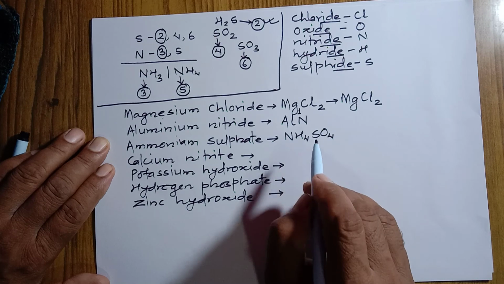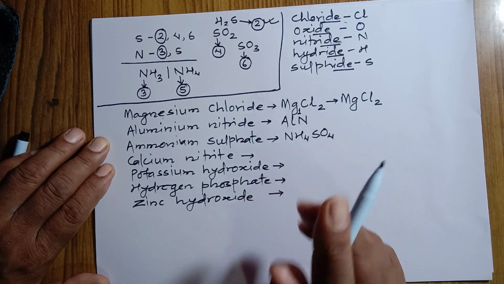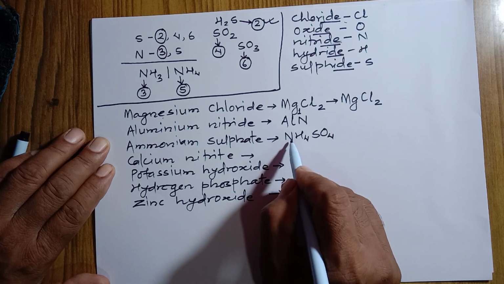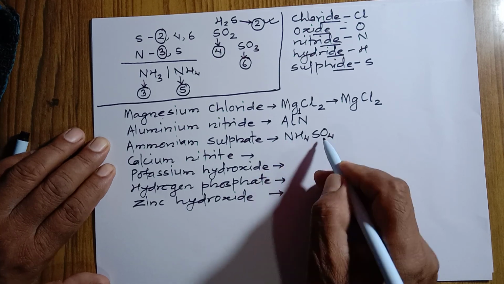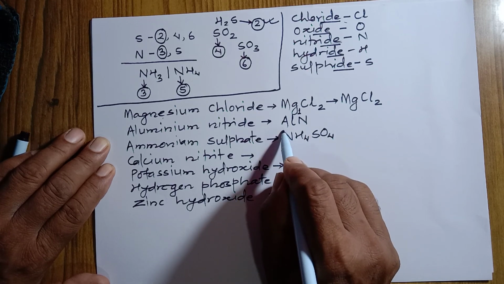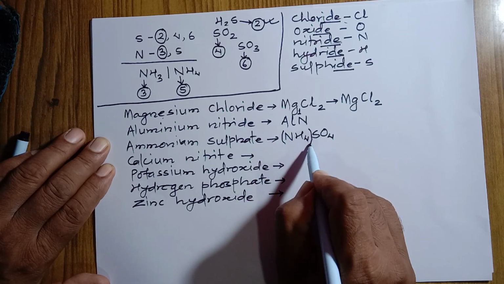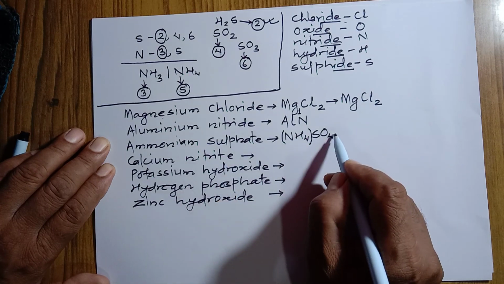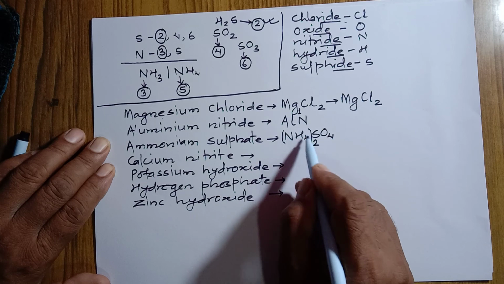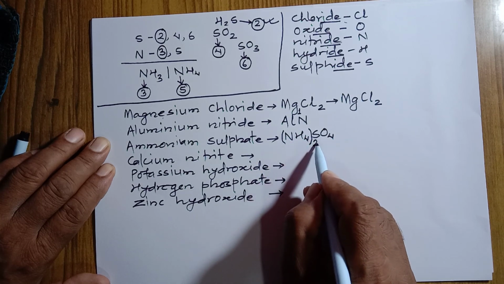Ammonium has valency 1, sulfate 2. That's why we have to exchange the valency of sulfate to ammonium. But if we have to transfer valency to a radical, then that radical should be taken in bracket. And then the valency of sulfate, 2, is taken here. It means the whole ammonium radical is 2.